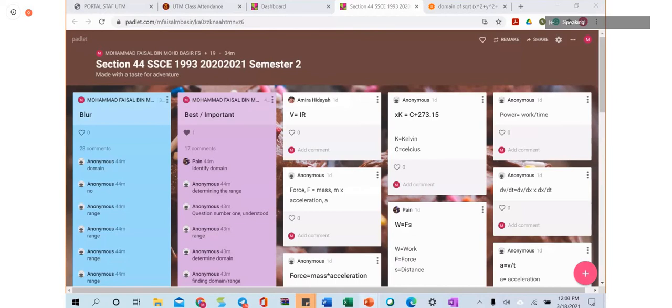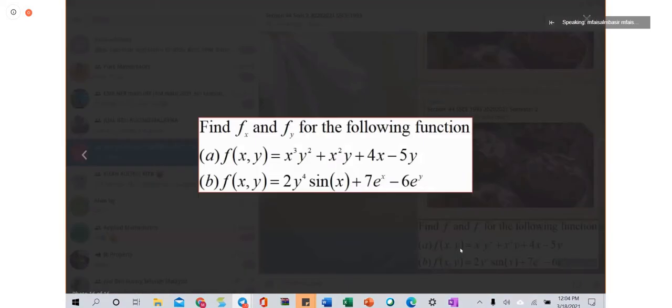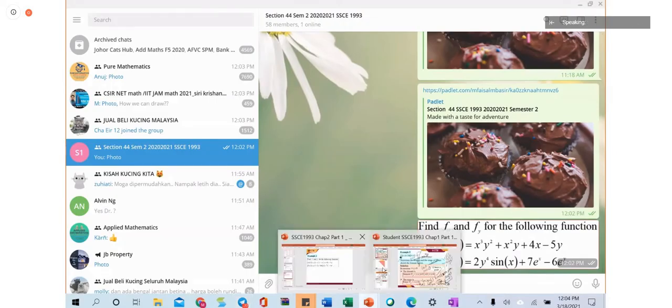Yes. Okay, doctor, can you solve for B? Sure. Okay, after you've done, you just copy in one piece of paper and then you upload in the Padlet. Okay. The question is in our Telegram.